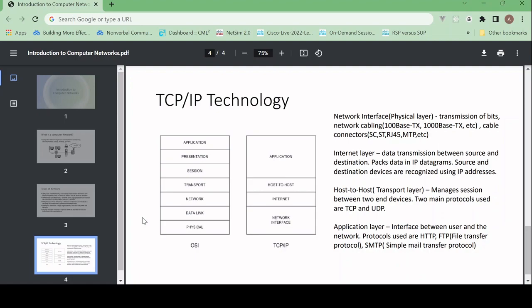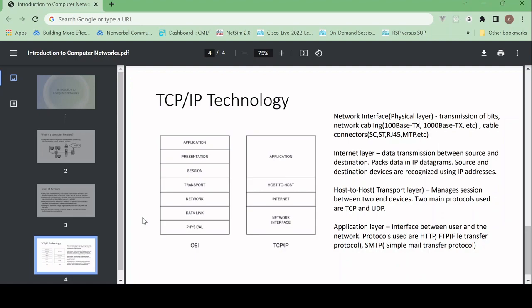So what they have done is merge the data link layer and physical layer into the network interface. The network layer in OSI is the internet layer in TCP/IP. The transport layer in OSI is the host-to-host layer in TCP/IP, and the session, presentation, and application layers in OSI are merged together into the application layer in TCP/IP. So let's talk about each of the TCP/IP layers.